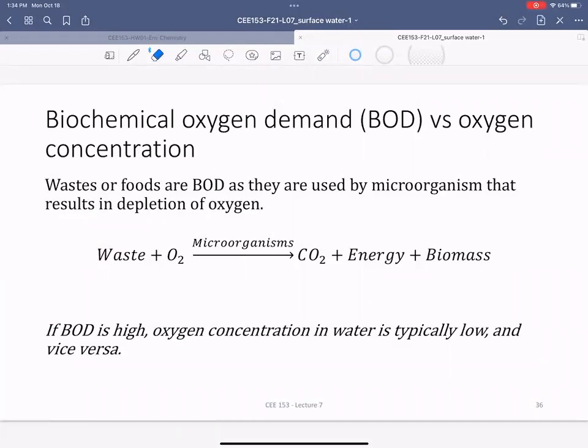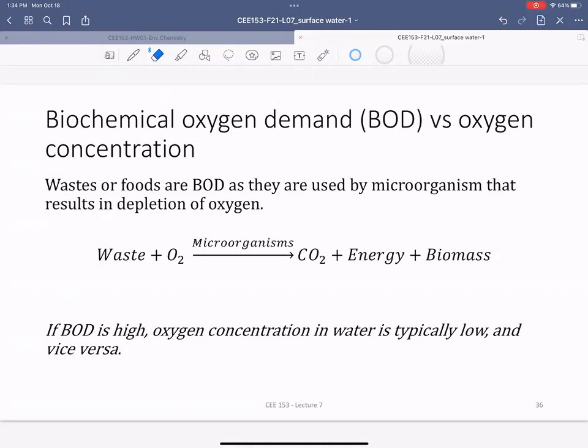So again, a lot of times people confuse what is BOD and what is oxygen. They are opposite. If you have lots of BOD, think of it as chemicals, stuff that can help lower the oxygen concentration. If you have lots of BOD or oxygen demand, that means there are a lot of chemicals there. If you have too much oxygen, that means you don't have much BOD. There is not enough oxygen demand, or not enough chemicals. So they are opposite when it comes to concept.